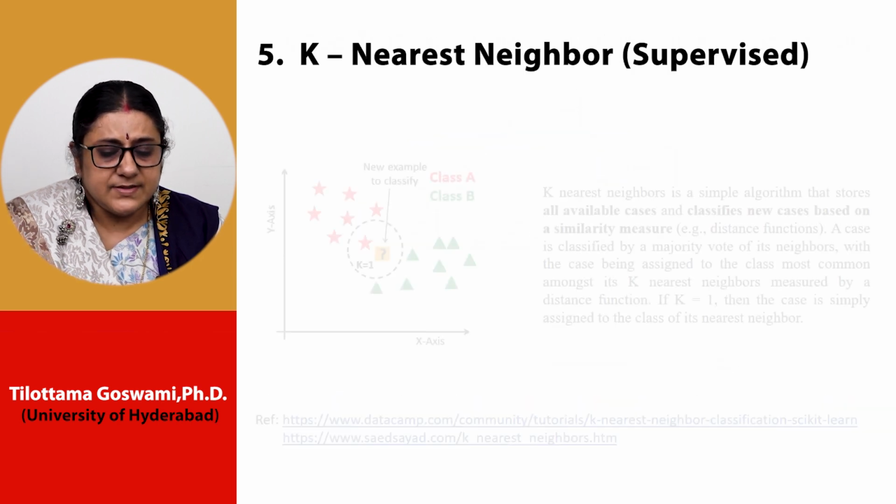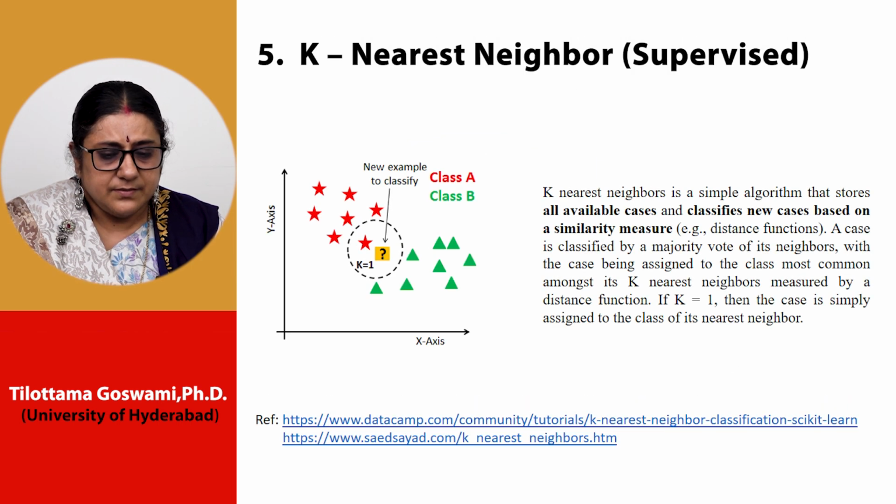decision tree. Coming to k nearest neighbor, this is also a simple algorithm which stores all the cases and classifies new cases based on the distance function, which is used as a similarity measure. So a case is classified by a majority vote of its neighbors, with the case being assigned to the class most common among its k nearest neighbors, measured by the distance function.